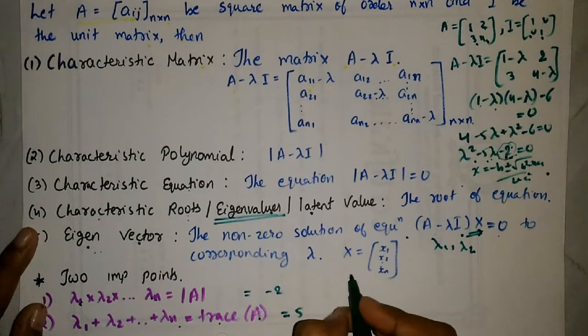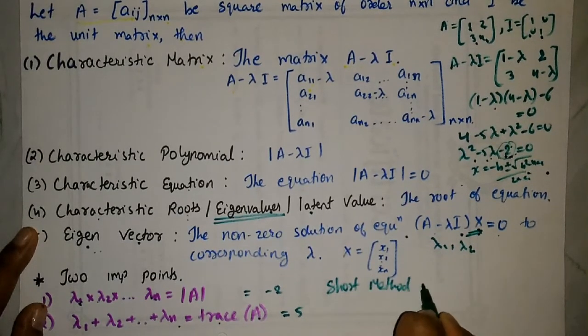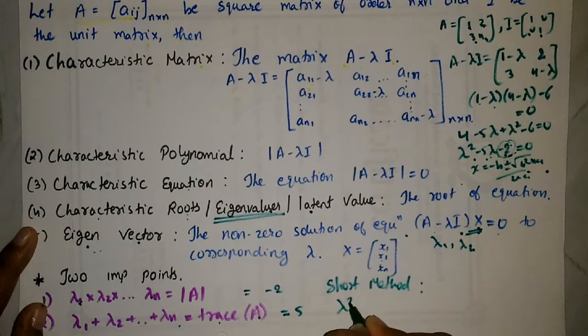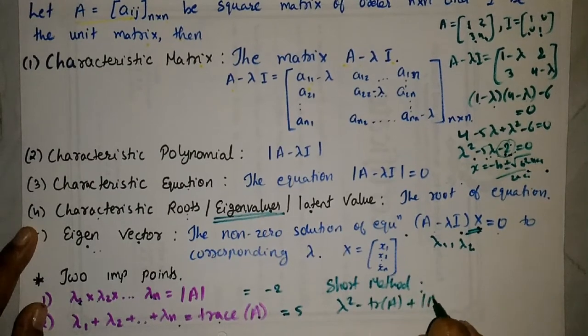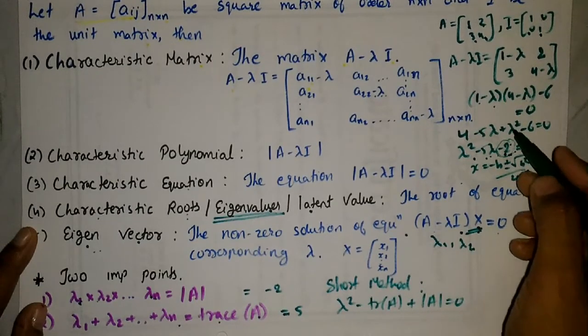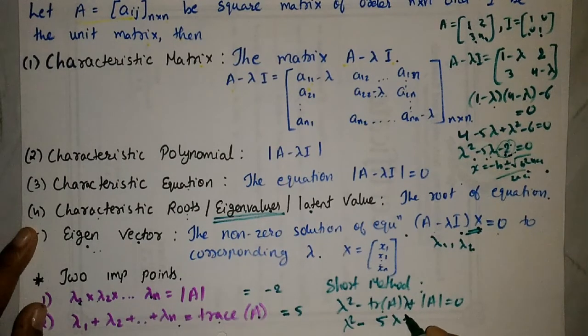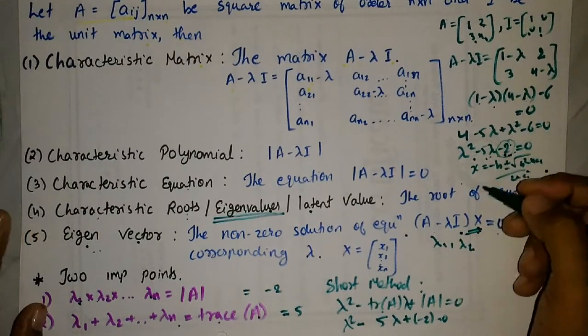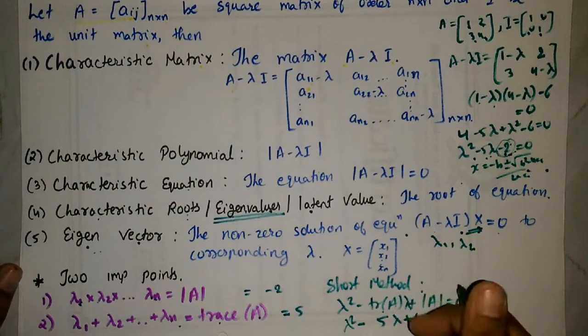So for this example we found the determinant is minus 2 and the trace is equal to 5. So there is a shortcut method: lambda square minus trace of A into lambda plus determinant is equal to 0. If we don't want to solve this way, how can we write it directly? We know the trace is equal to 5, so lambda square minus 5 lambda, and plus the determinant, which was minus 2. So we got the same value. This way we can also check, and this is a shortcut method for competitive exams.